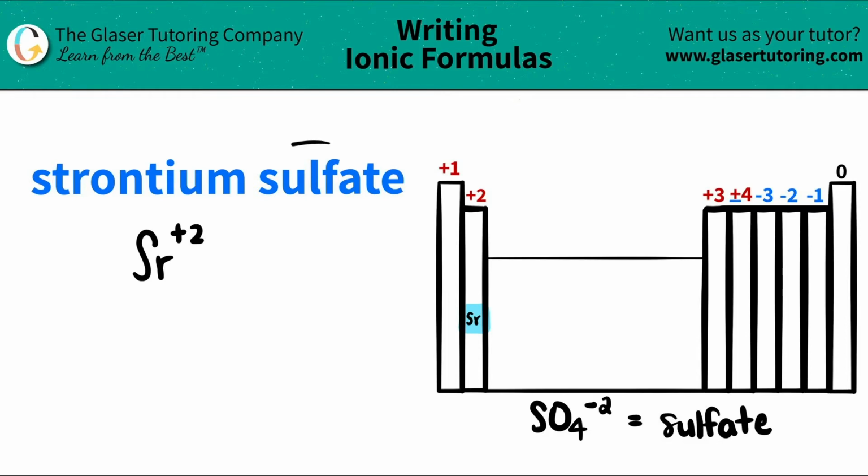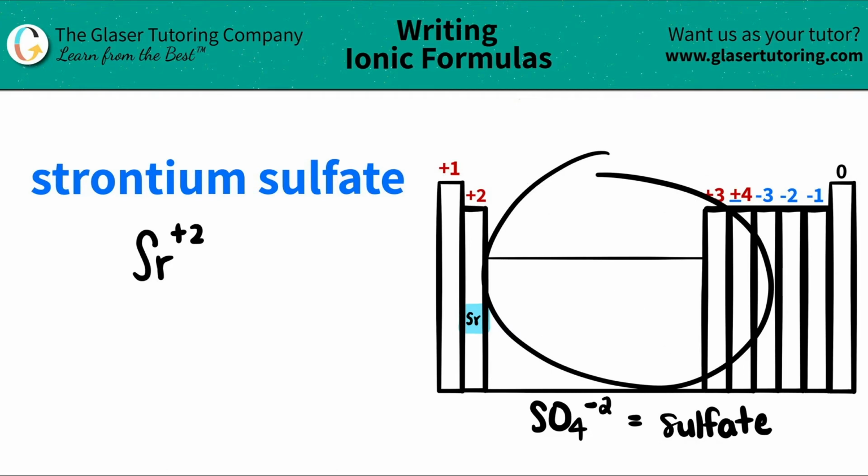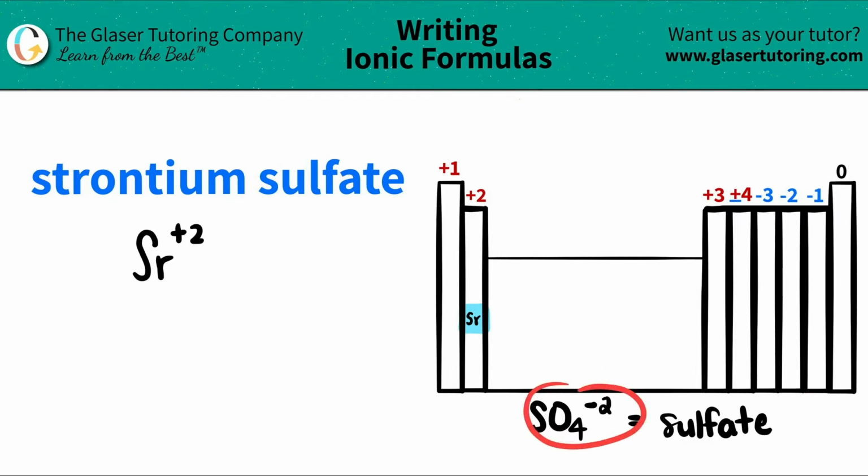Now I move on to the second part, sulfate. Remember guys, anything that ends in an ATE is a polyatomic ion. And remember, polyatomic ions are never on the periodic table. You've got to memorize them. So I wrote down what sulfate is, all right? Just remember that sulfate is always SO4 with a -2 charge. So that's what I'm going to write, SO4 with the -2.